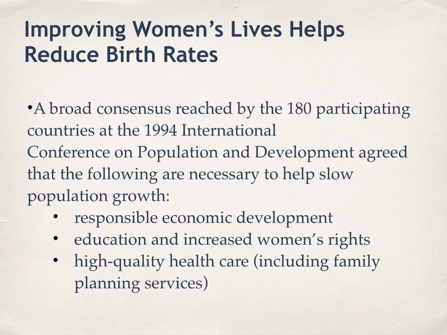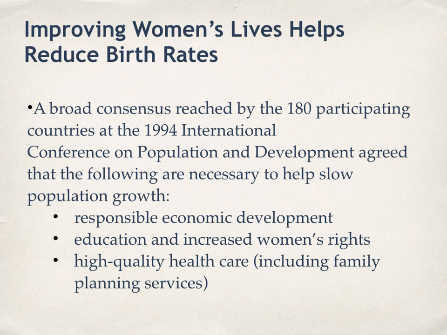The 1994 International Conference on Population and Development in Cairo, Egypt, supported this approach to population issues. A broad consensus, reached by the 180 participating countries, agreed that responsible economic development, education, and women's rights, along with high-quality health care, including family planning services, must be accessible to everyone if population growth is to be slowed.